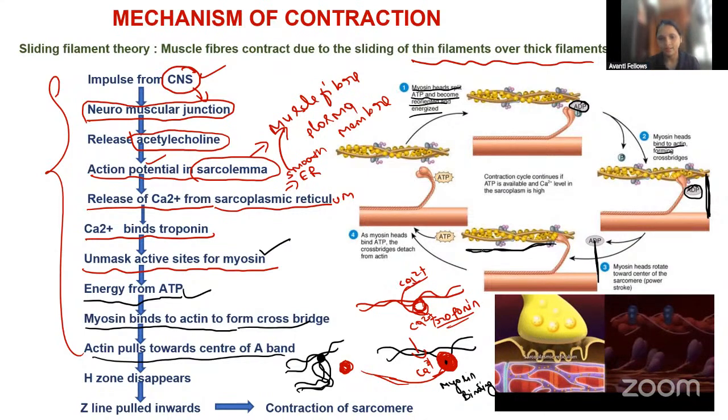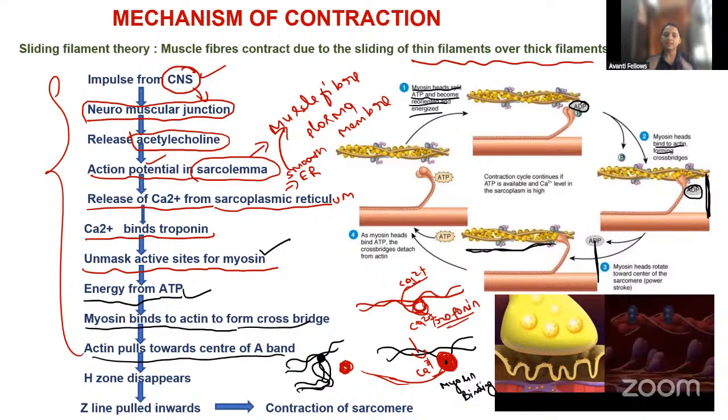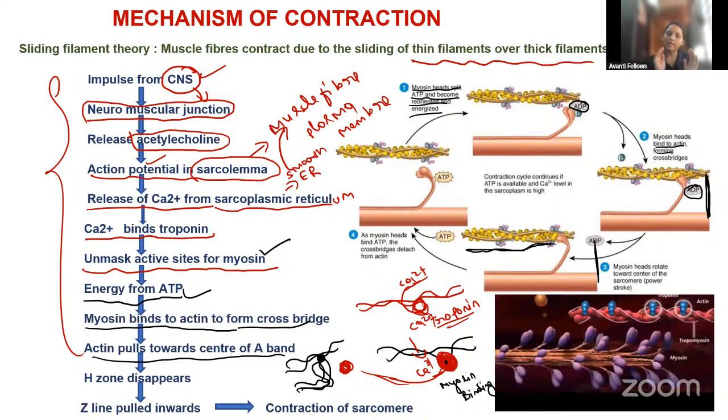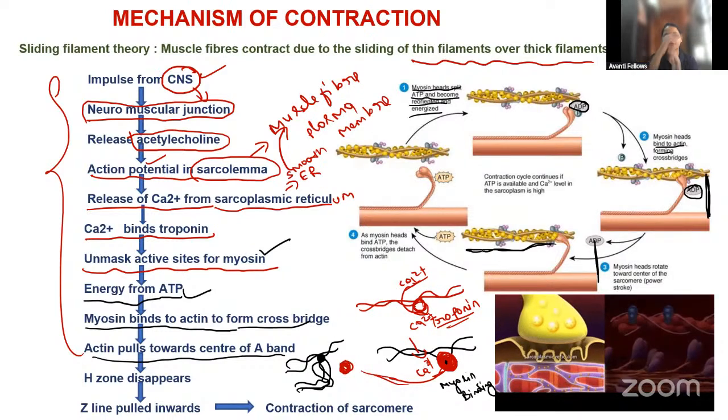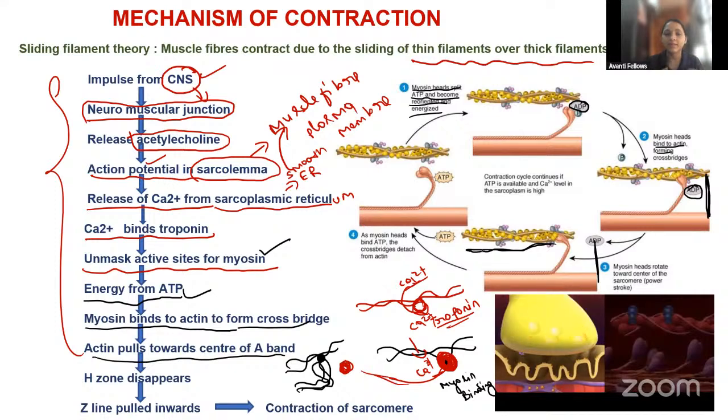That's it. What is there here? First, the myosin head has to be activated by the ATP. When it is activated by the ATP, it will bind to the actin. When it binds to the actin, it will cause the cross bridge. After that cross bridge, it will slide the actin filament. That's it.